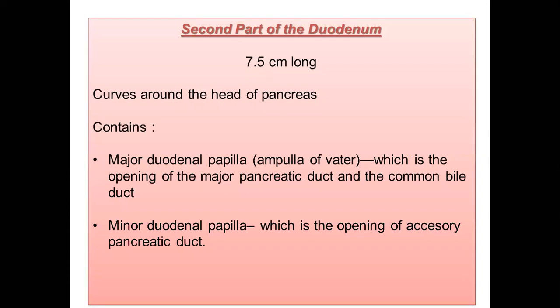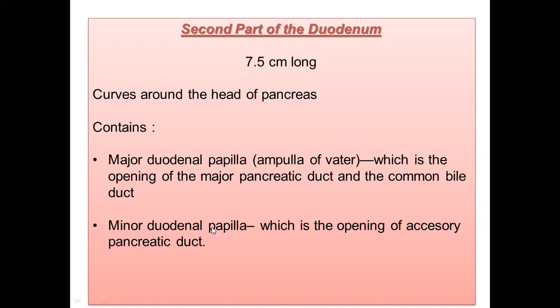Now coming to the second part of the duodenum, it is 7.5 centimeters long, and it is that part of the duodenum which is curving around the head of the pancreas. This second part of the duodenum contains two papillae, the major duodenal papilla as well as the minor duodenal papilla. The major duodenal papilla is the ampulla of Vater, which is the opening for the major pancreatic duct and the common bile duct.